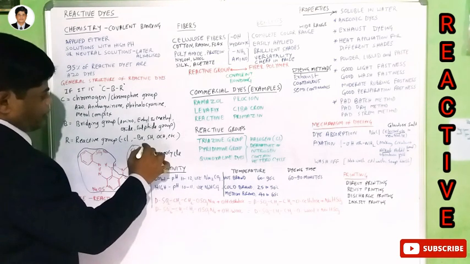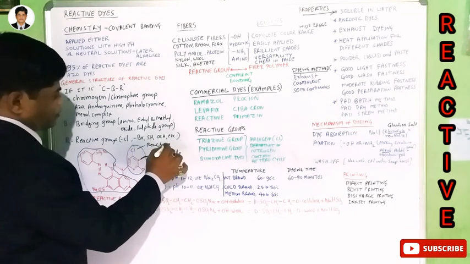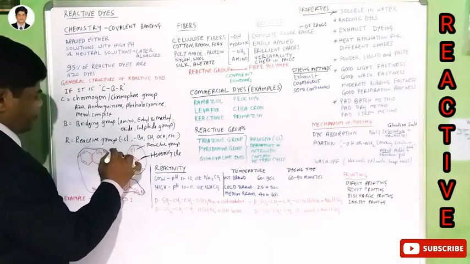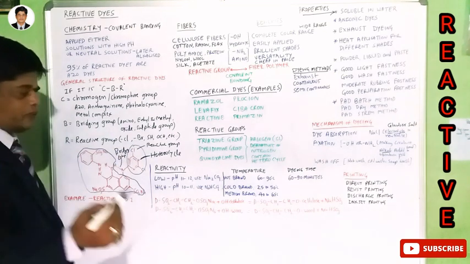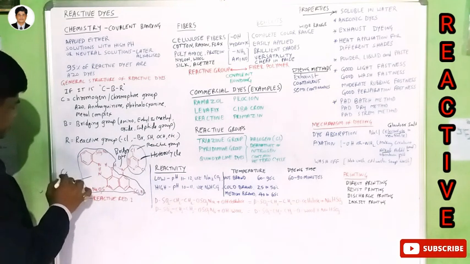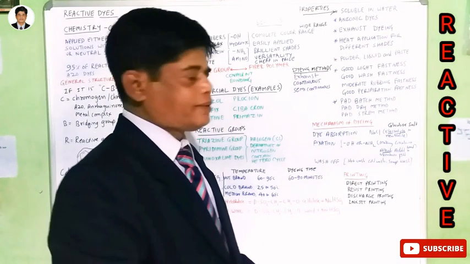Okay, this is the reactive group. Just I am writing it for your information. This is a bridging group. Okay, just I am mentioning it, and I am recording it in the video for your information. Then this is the color part, the chromophore. Okay, this is about the structure of the reactive dyes.